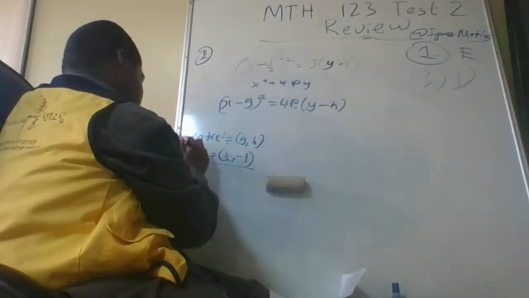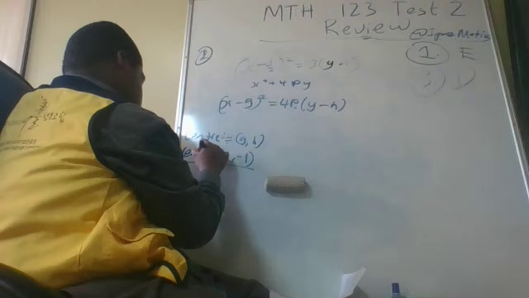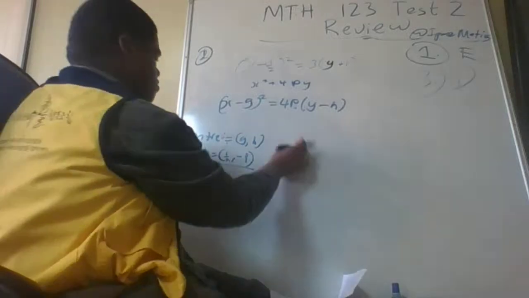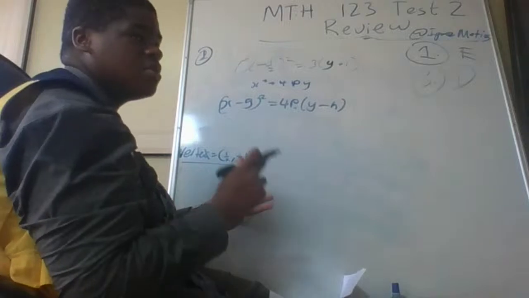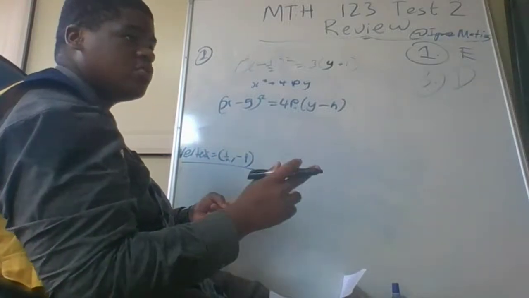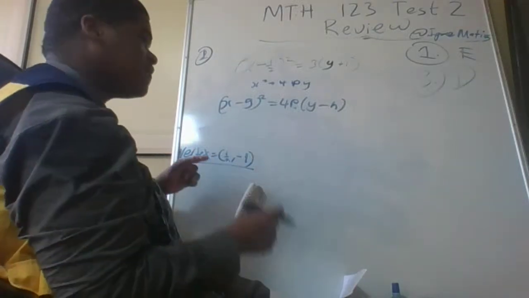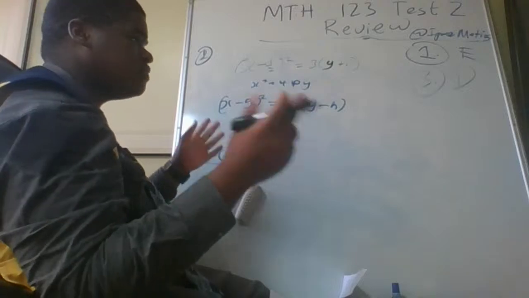So this is not center, this is the vertex. Center is only for circle and ellipse. We're going to have vertex for things like parabola and hyperbola.